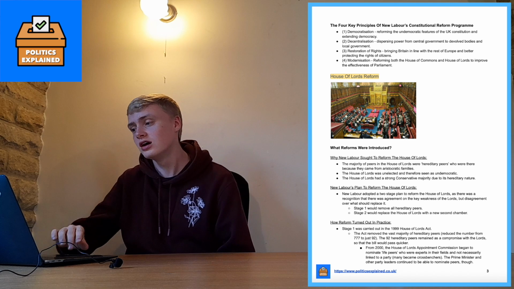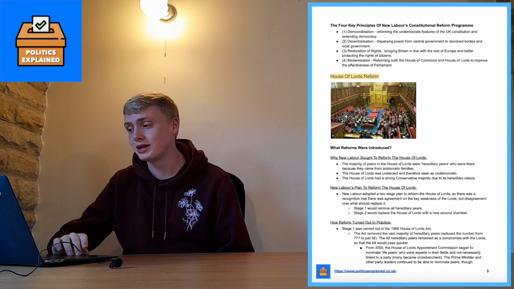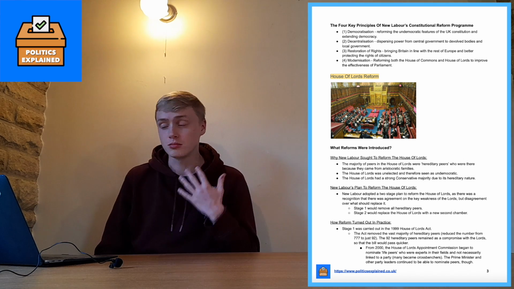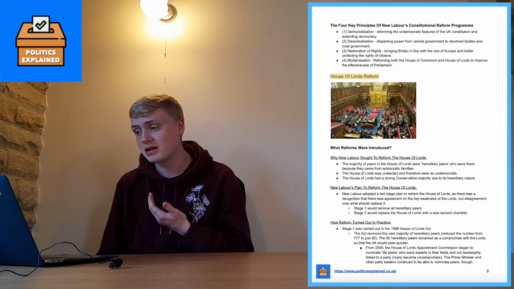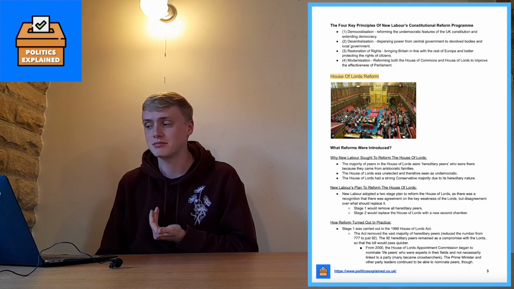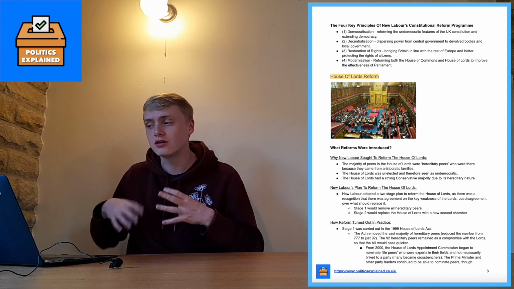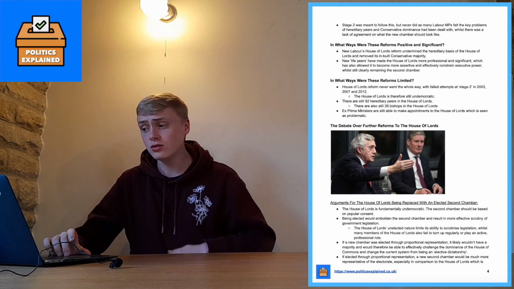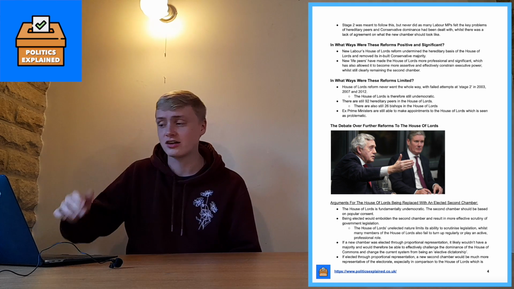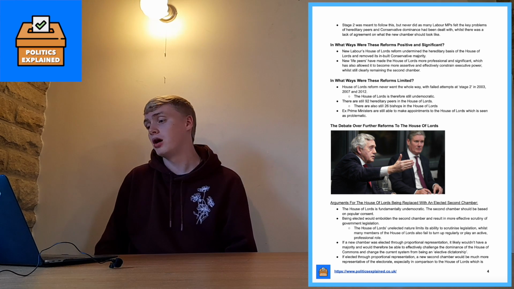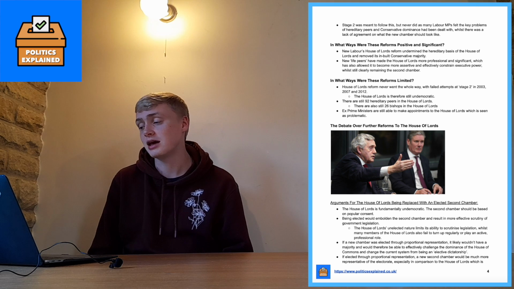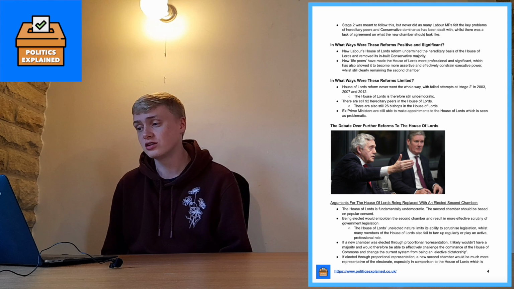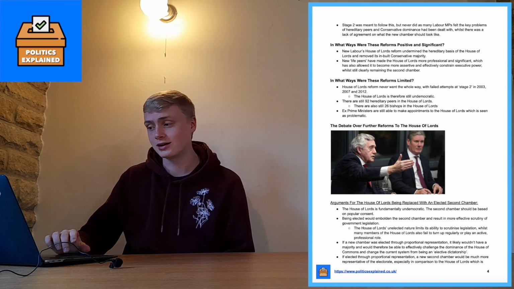And from 2000, the House of Lords Appointment Commission began to nominate life peers who were experts in their fields and not necessarily linked to a party. So many of them became crossbenchers, and the Prime Minister and other party leaders continued to be able to nominate peers. So that shows how these life peers largely replaced those hereditary peers. Stage two, replacing it with a new elected second chamber, was meant to follow this, but never did, as many Labour MPs felt the problems of hereditary peers and Conservative dominance had already been dealt with, whilst there was a lack of agreement on what the new chamber should look like.